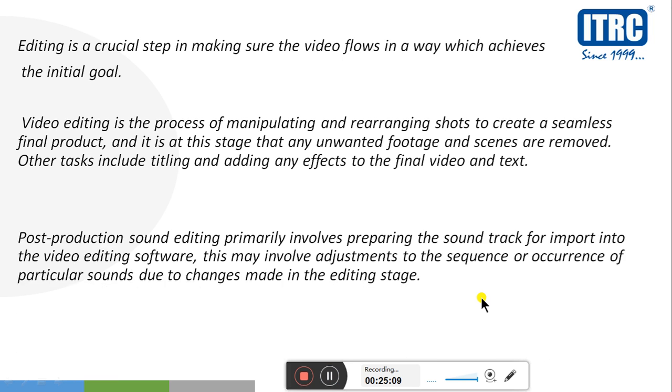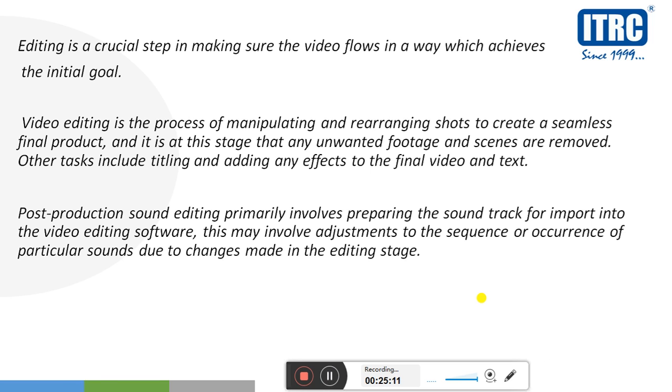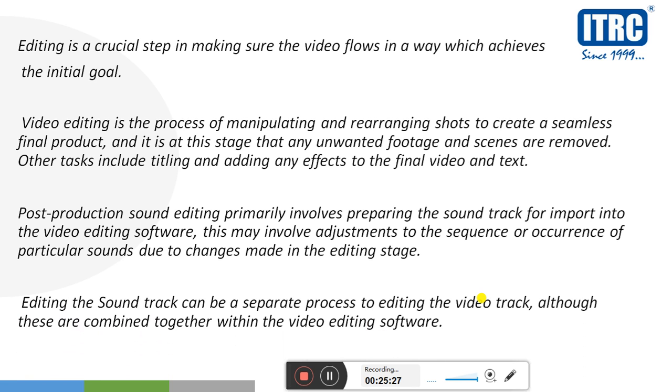video and text. Post-production sound editing primarily involves preparing the soundtrack for import into the video editing software. This may involve adjustment to the sequence or occurrence of particular sounds due to changes made in the editing stage. Editing the soundtracks can be a separate process to editing the video track, although these are combined together within the video editing software.